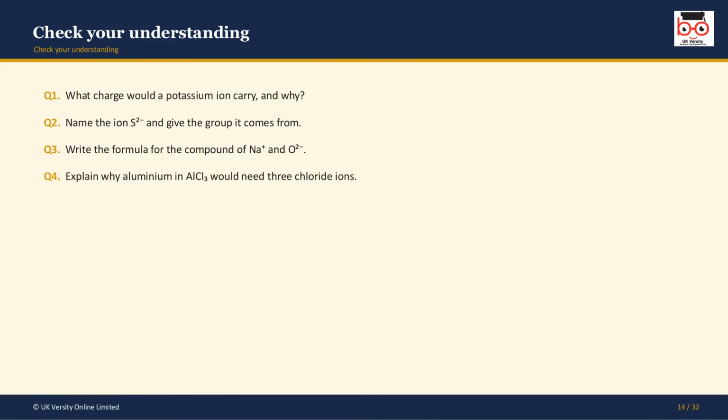Let's pause and test yourself. First, what charge would a potassium ion carry and why? Second, name the ion S2- and say which group it comes from. Third, write the formula for the compound of the sodium ion and the oxide ion. And fourth, explain why aluminium in aluminium chloride needs 3 chloride ions. Have a go before moving on.